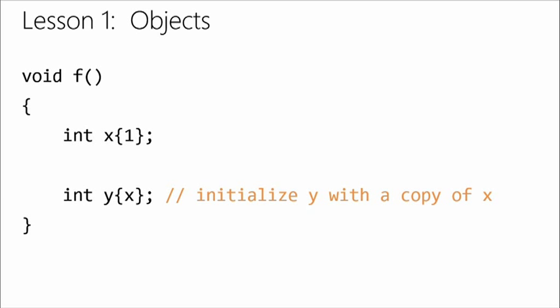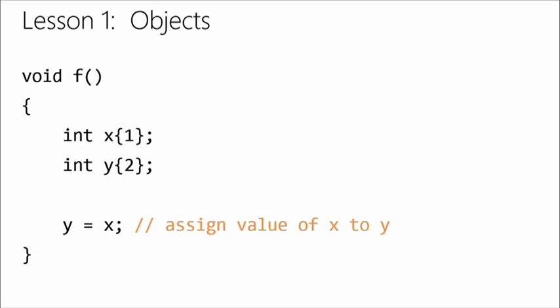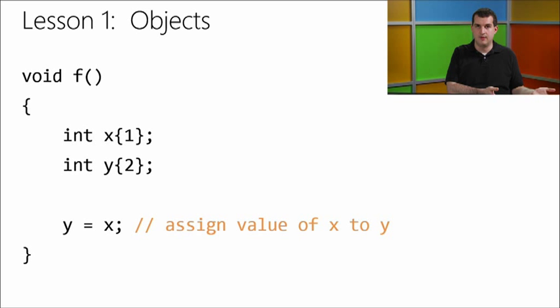Now, it's important to note this is distinct from assignment. Assignment is where you have two objects already, or you have one object and a value, and you assign from the value of one object or a value to the object on the other side. So this is what we call assignment. The difference is whether you're initializing a new variable, in which case it's called copying, or you're changing the value of an existing variable, in which case it's called assignment.